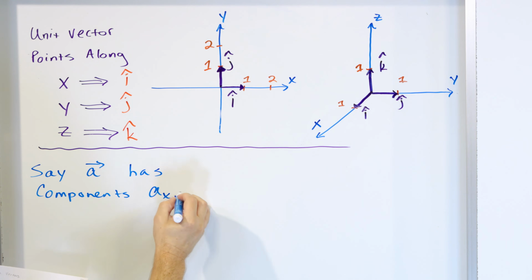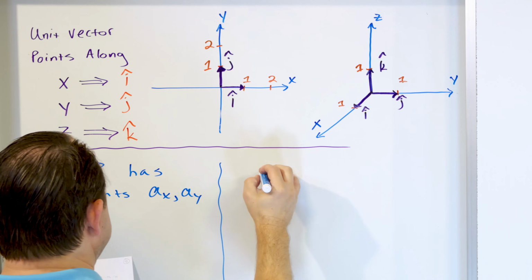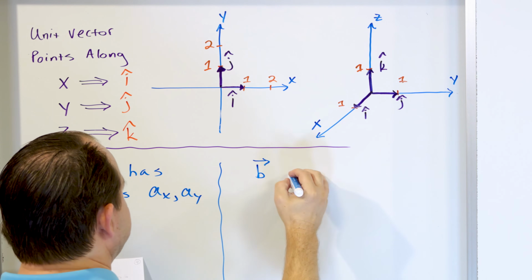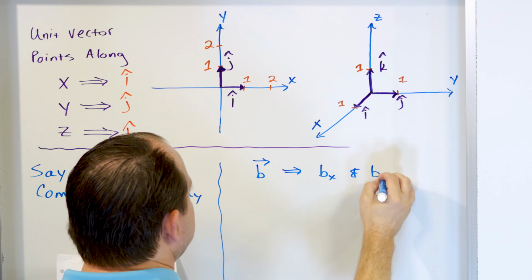A sub x and A sub y. So nothing in the z direction. It's just in the xy plane. The z component is 0. Right? And then we're going to do the same thing right next door. I'm going to say that some vector called B has components B sub x and B sub y.